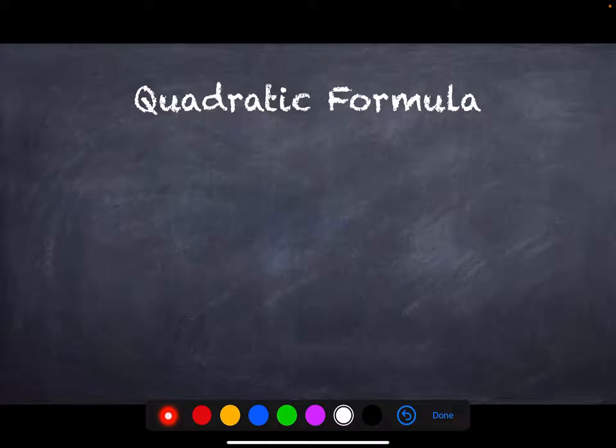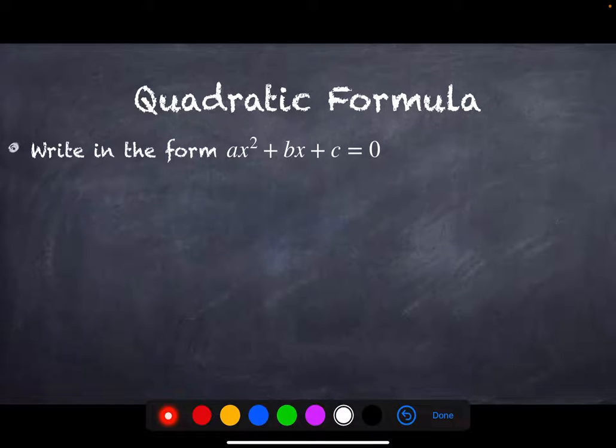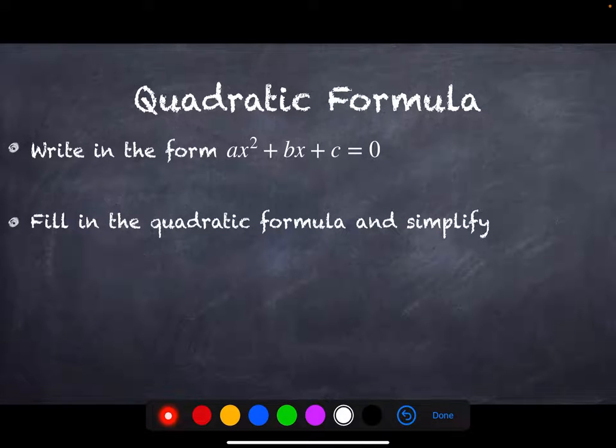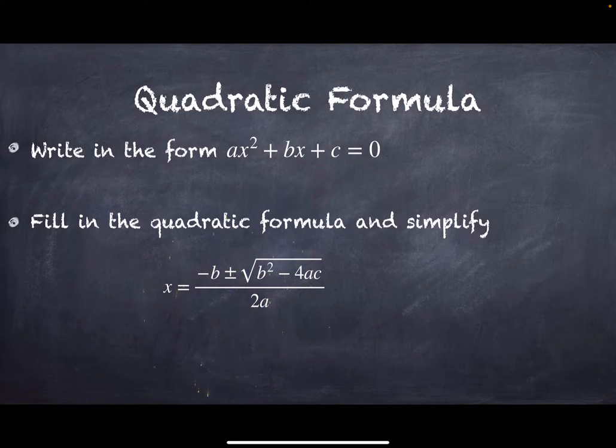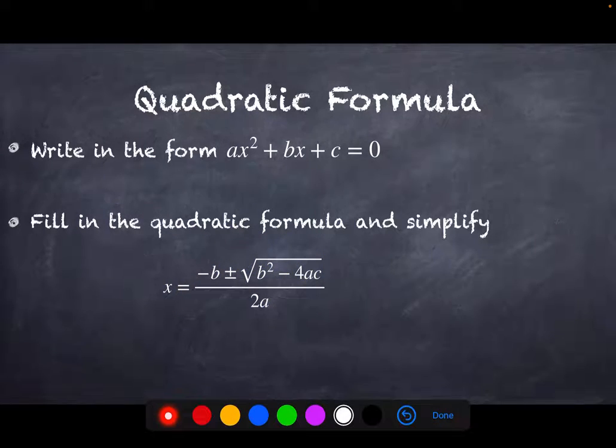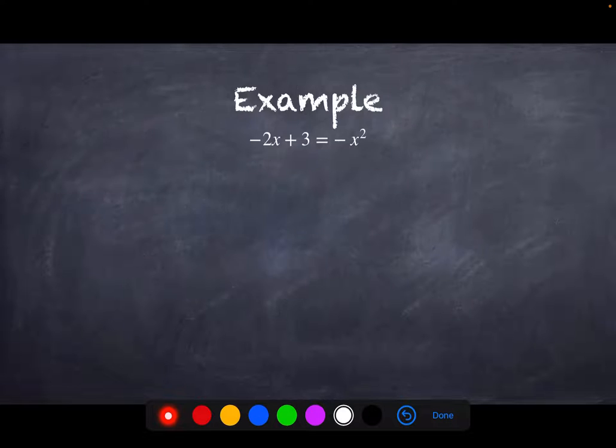Now sometimes factoring won't work for you, so you're going to turn to the quadratic formula. The first step for using this is that you'll write it in the form ax squared plus bx plus c equals 0. So that's standard form. X squared comes first, followed by the linear term, followed by the constant term, and one side is 0. And then fill in the quadratic formula and just simplify. And there is that famous quadratic formula. If you don't have it memorized yet, get it there. Google it, find a song, get it memorized.